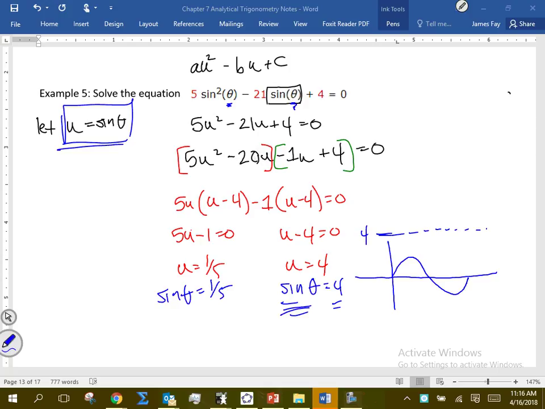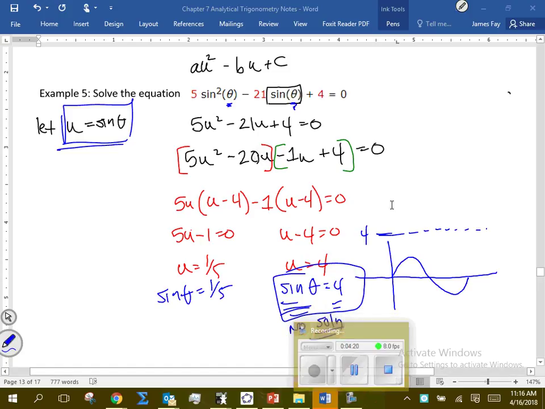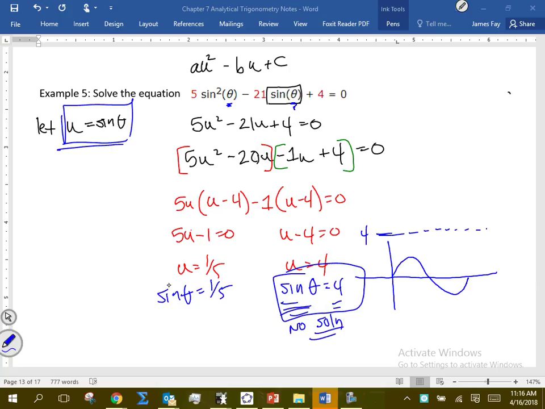Okay? So sine of theta equals 4. That provides no solutions. Okay? No solutions from that. However, sine of theta equals 1/5. Well, 1/5, if that's 1 right there, 1/5 might be like that line there, right? How many times does that red line cross the blue curve? Twice, right? So we should be able to find 2 solutions out of this.